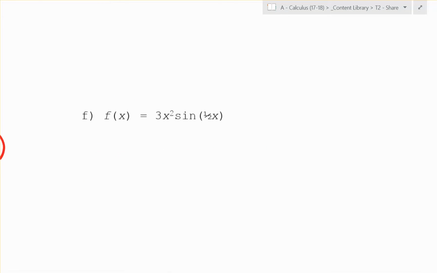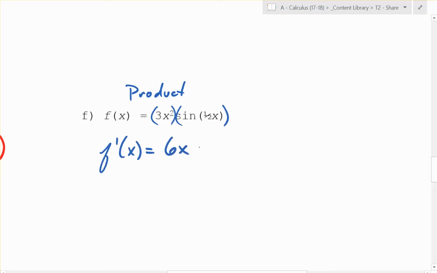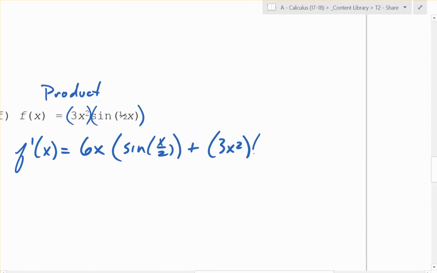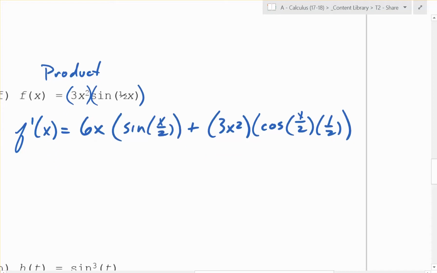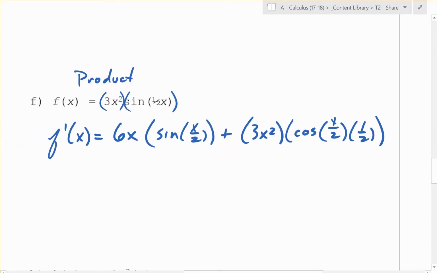And now we do the product rule again. You can treat this as the first function if you want, and this is the second function. F prime of x is going to be the derivative of the first times the second, I like writing it as x over 2, plus the first times the derivative of the second. The derivative of sine is cosine, so it's cosine of the original, x over 2, but then multiplied by 1/2 because of the chain rule. And yes, you can simplify that a little bit, but I'll leave it there for now.